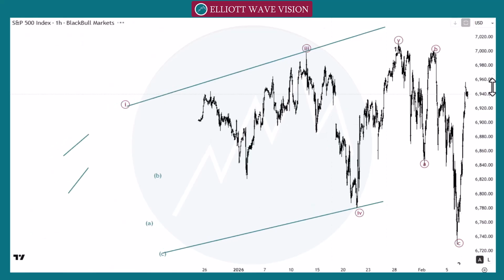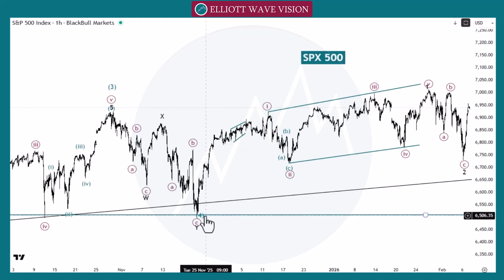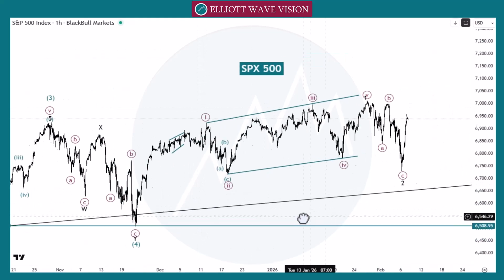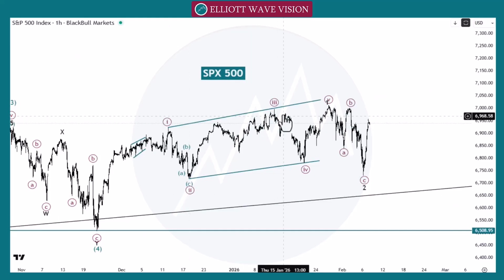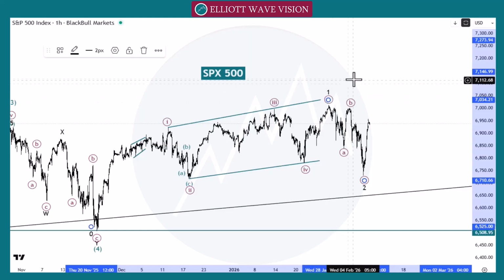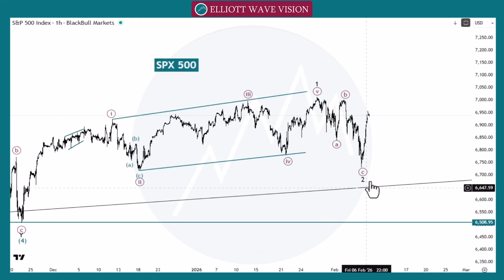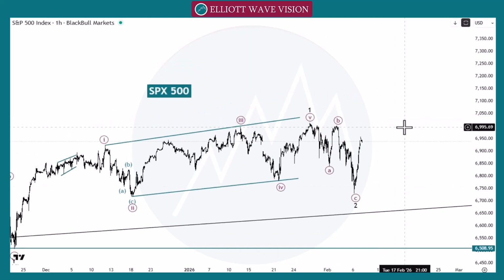So in 1 hour time frame, we count the structure after this green wave 4 as a brown wave 1, brown wave 2, 3, 4 and 5 of this black wave 1. After this black wave 1, we count this corrective move as a wave A, wave B and wave C, or we can count this move as A, B and C, W, X and Y.